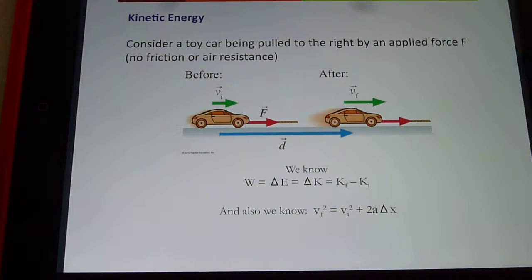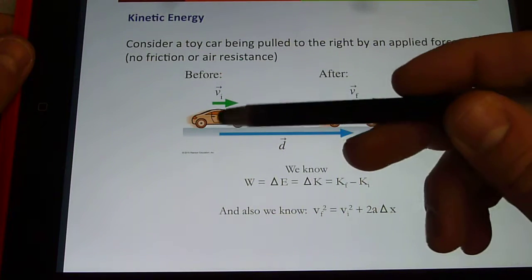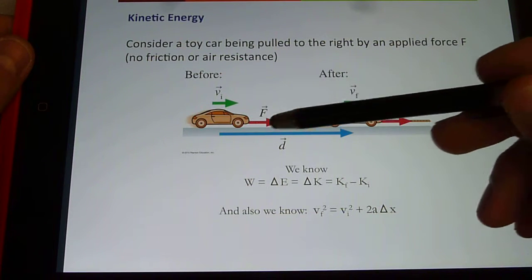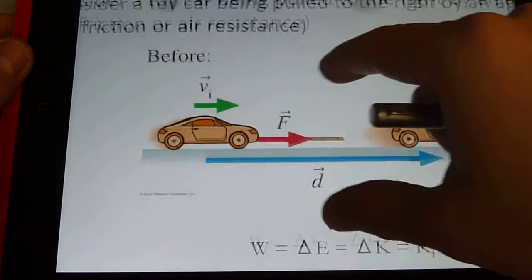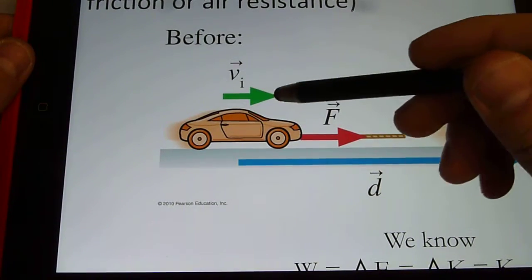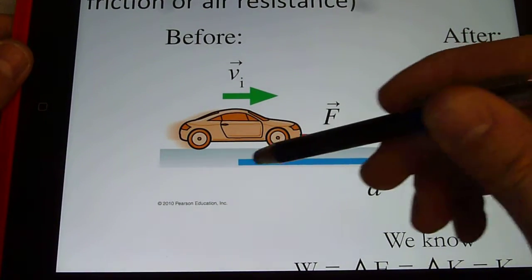This video is going to introduce the idea of kinetic energy and work a few simple examples that will show us how we can use the form for kinetic energy to relate back to the work and energy theorem. Let's imagine we have this car and we apply a force. Here in this diagram it shows that we're pulling it on a string, but we have an initial velocity of the car and we're pulling it over a distance d.